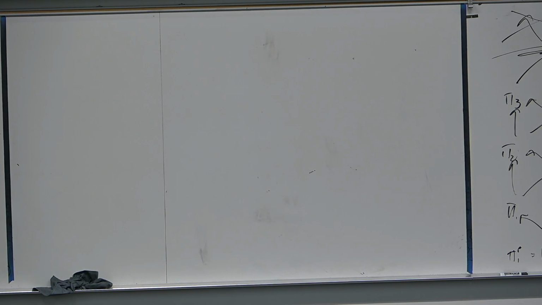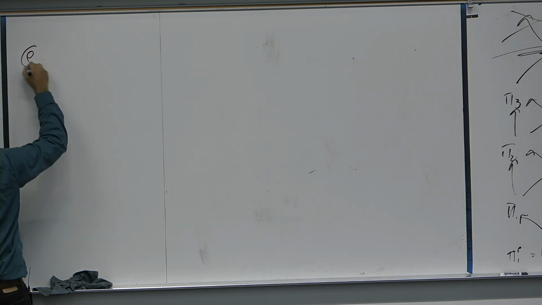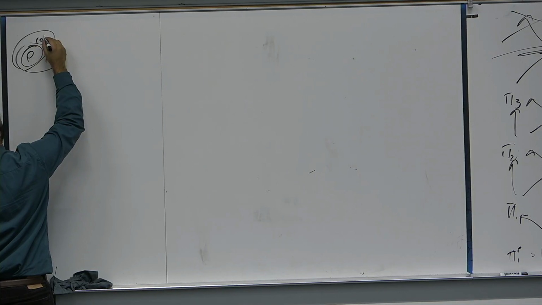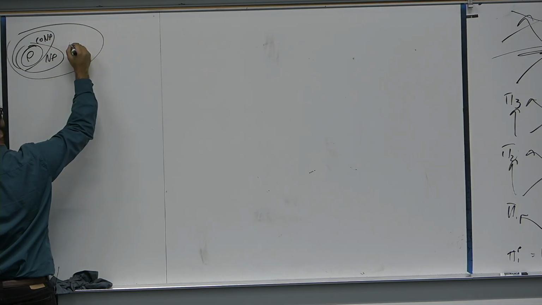you could not compare non-uniform complexity classes and uniform complexity classes. For example, I put P here, and then I put NP here, and then I put co-NP here, and then I put P space here, let's say. Okay?